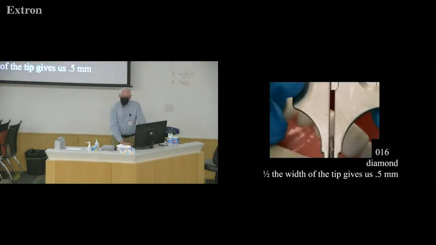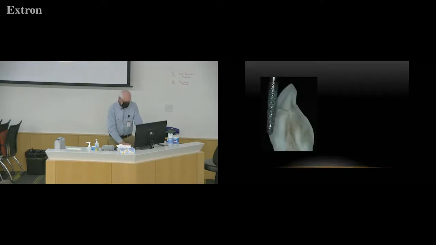If you take an 016 diamond, which you have on your black bur block, and measure it, half of the width of the tip is 0.5 millimeter. So we're going to be using that diamond. Now, if you're insecure about using a large diamond, there's an 012 diamond, which is about just 0.5 millimeter deep, and you can use that. So either way is okay. That creates a chamfer. It gives you a nice finish line, and it also gives you some bulk of material there so that you have the strength.